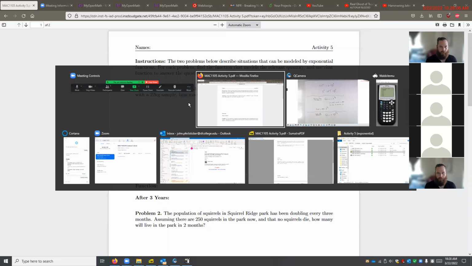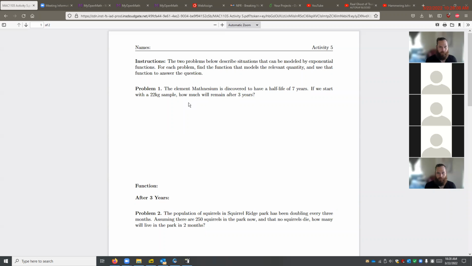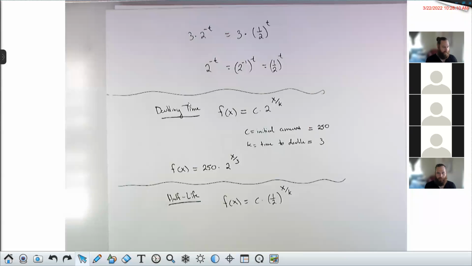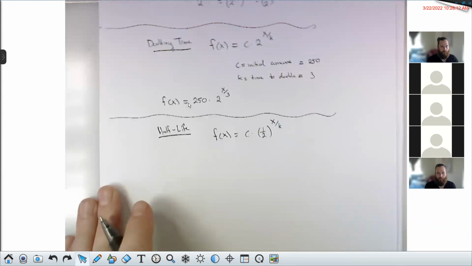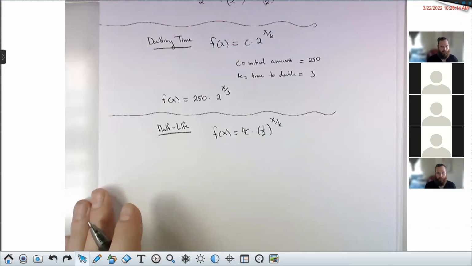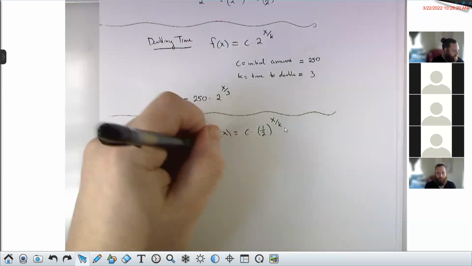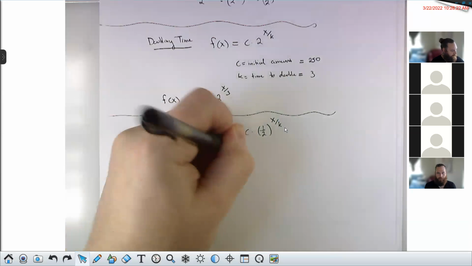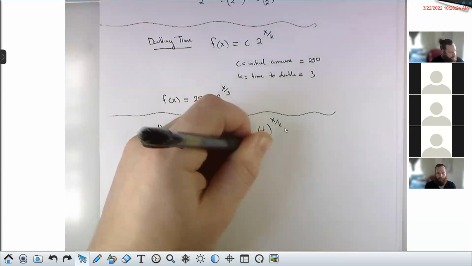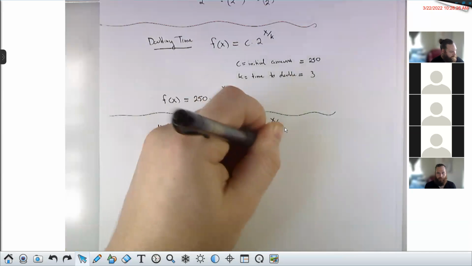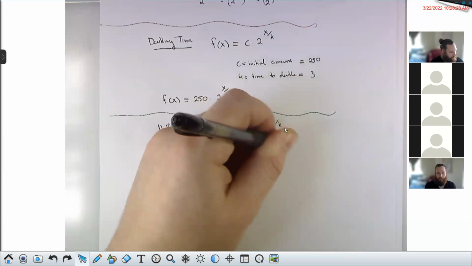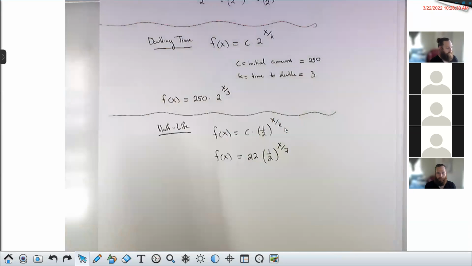That sounds perfect. So we're told that the half-life is 7 years, and that we're starting with a 22 kilogram sample, right? So C, just like with the doubling time problem, C is the initial amount, and K here is the half-life. So our function would be 22 times 1/2 to the x over 7, and that would be the answer to our first part.